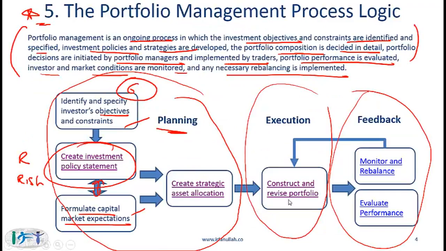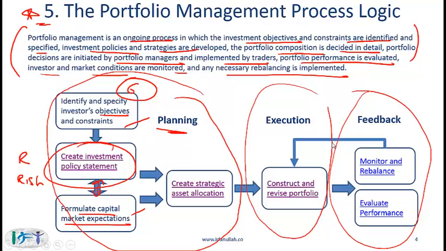All right, now notice that we talked about constructing. After constructing, we get into the feedback phase where two things are happening: monitor and rebalance, and then evaluate performance. So before I go into the details of monitor and rebalance, notice this feedback step. If you think about it, let's say that you have a strategic asset allocation which is 60% stocks and 40% bonds. And over a given year, stocks do extremely well. What will happen to the weightage of stocks in the portfolio? Obviously, the weightage will go up maybe from 60-40 to 80-20.